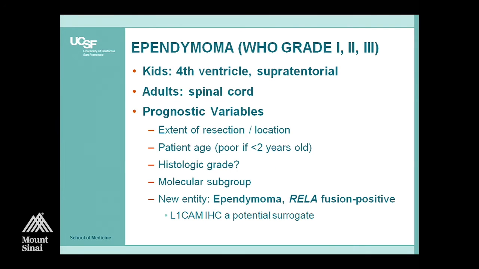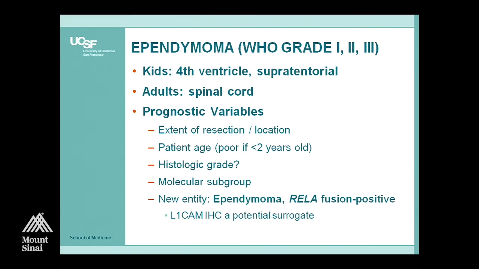So I'll just briefly talk a little bit about ependymoma, and then we'll reinforce some of this data with some of that musical teaching that you heard a little bit about. So ependymomas, as you know, can occur in either kids or adults. In the adults, they're most common in the spinal cord. Kids, most commonly fourth ventricle or posterior fossa and supratentorial.